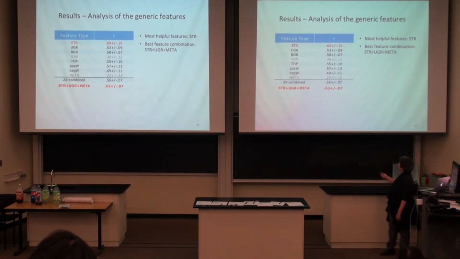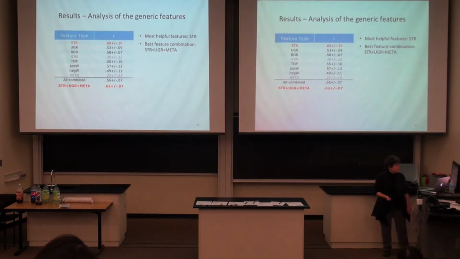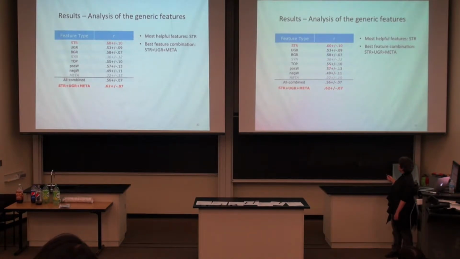So here we'll see again the feature type, these are the R values, and these are the confidence intervals. The ones that are grayed out are not significant results, and the best results are shown highlighted in red. What you can see from this table is that, except for 2 features, all of our feature classes led to significant correlations. The best single correlation was this really simple counting feature. And our best combination of features was using the structural features plus the unigrams plus the metadata. Although it's not significant, we got a little boost.